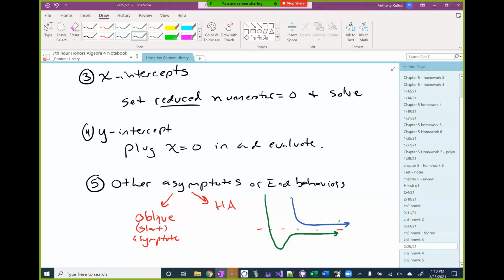Now, I'm not going to be too picky about the notation we're using to differentiate between asymptote and end behavior. We're going to treat them the same way. But I want to point out to you that there's a little bit of difference between the two. Okay?